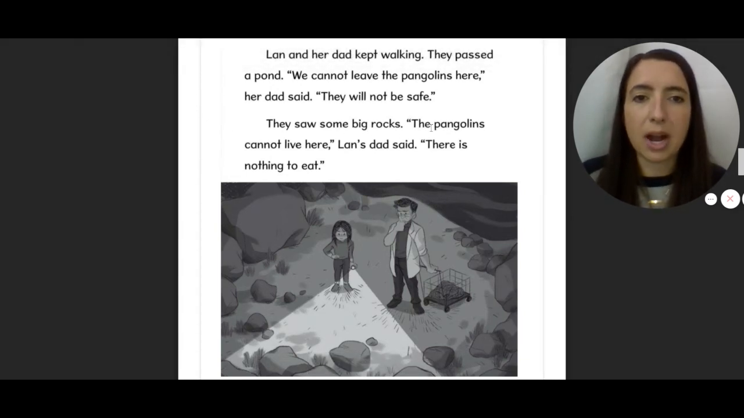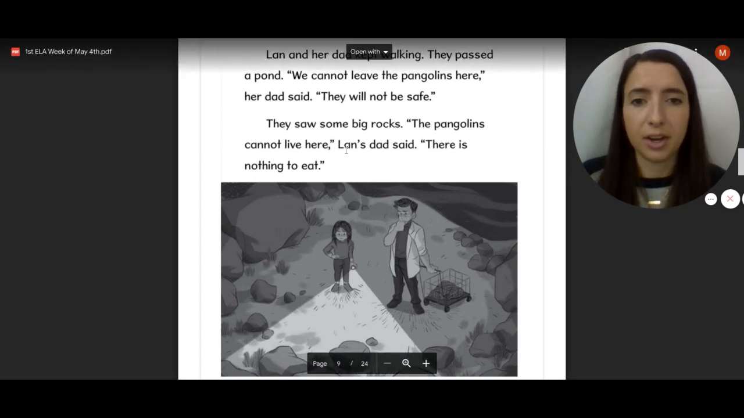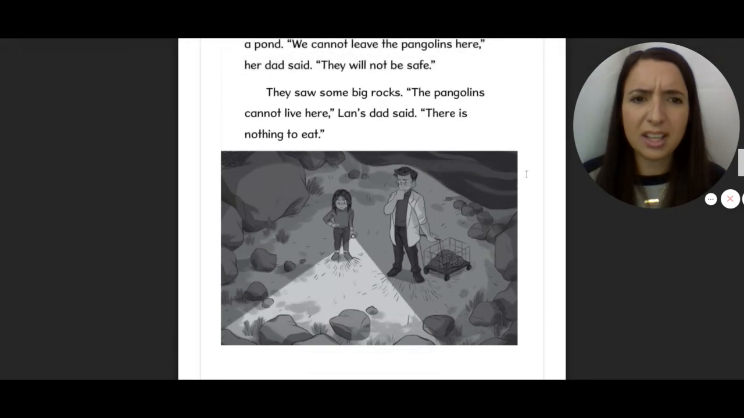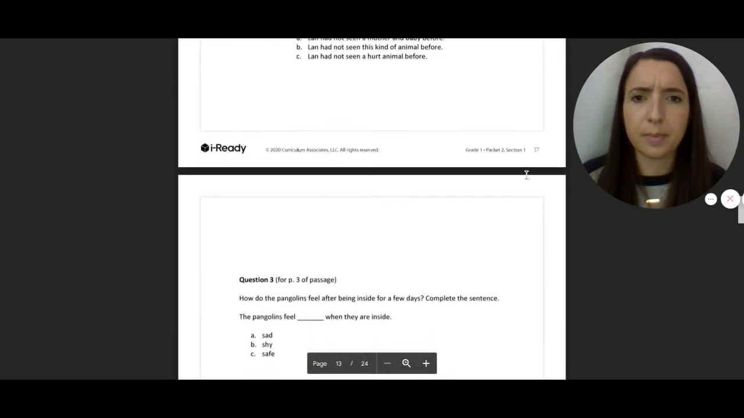They saw some big rocks. The pangolins cannot live here, Lan's dad said. There is nothing to eat.